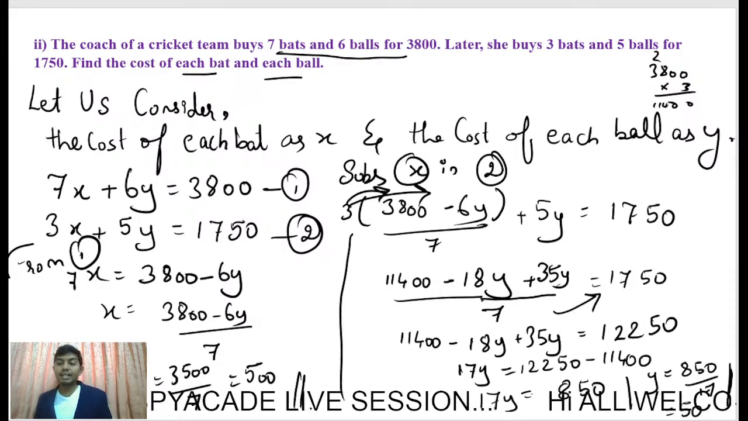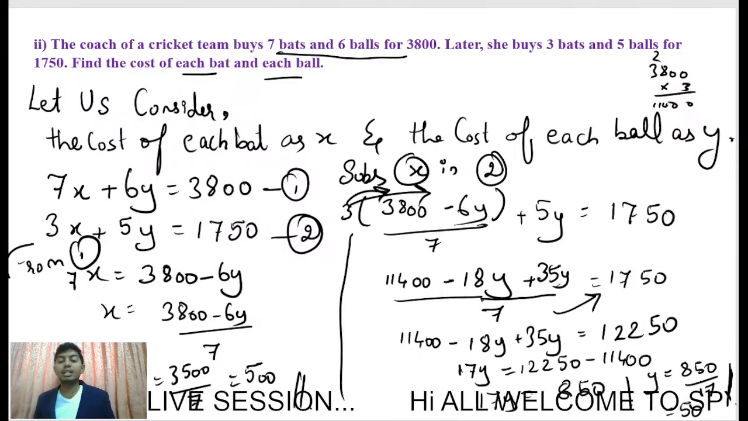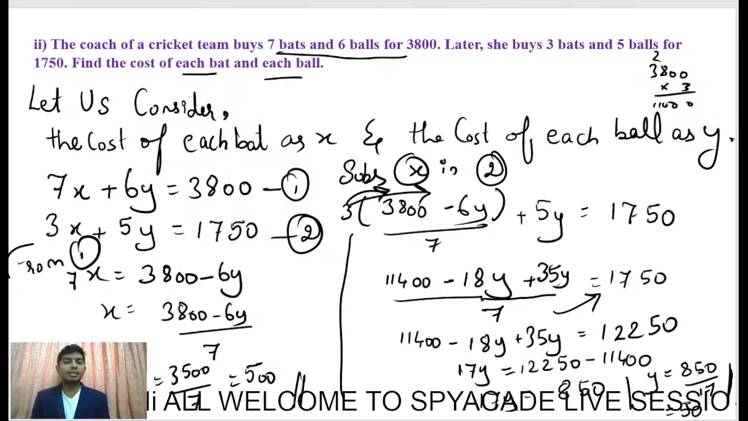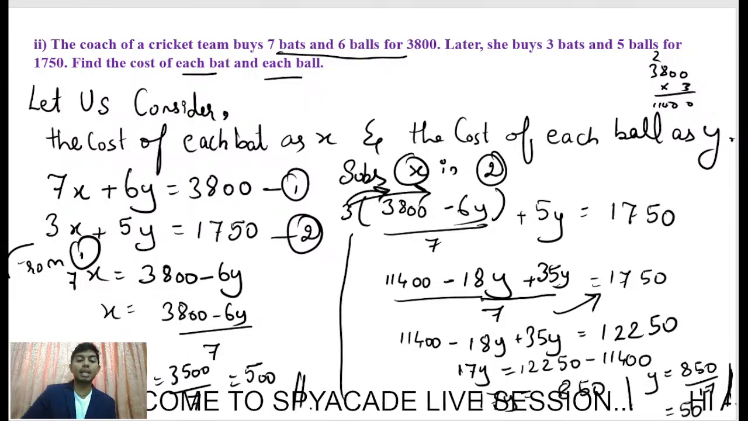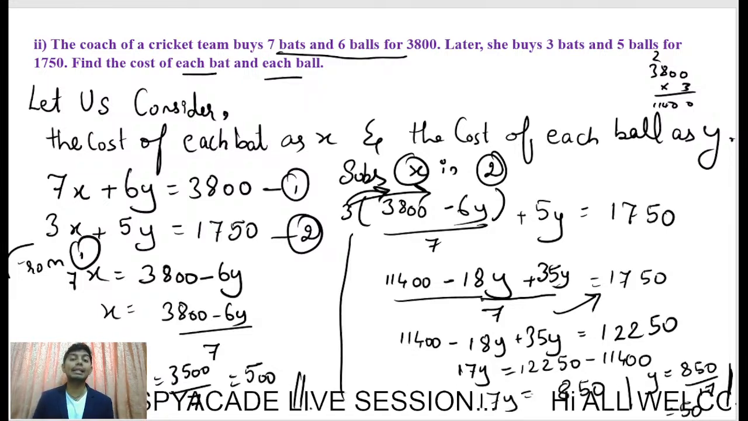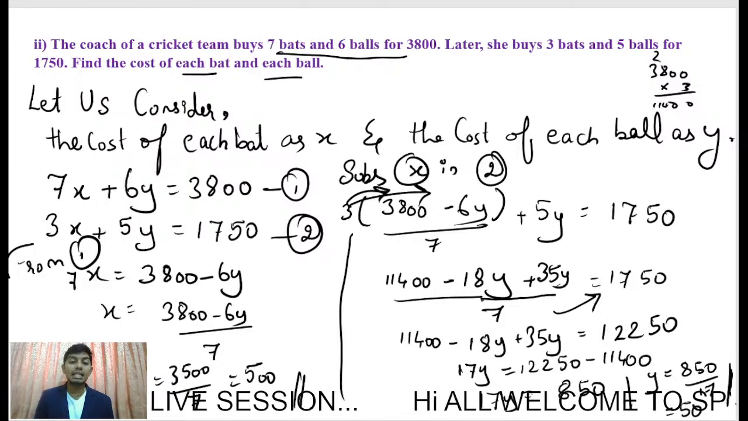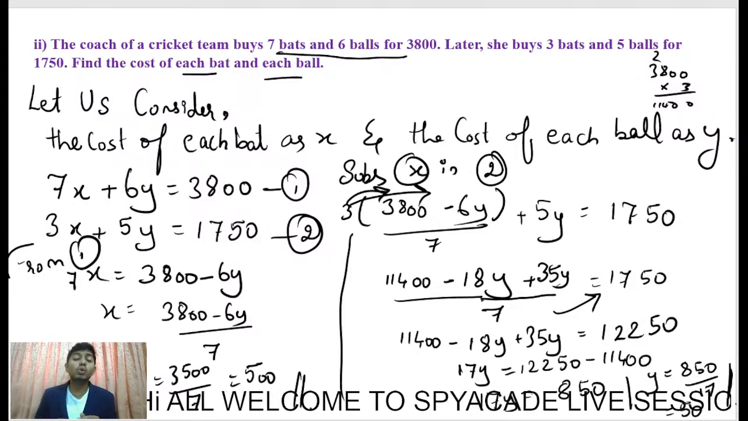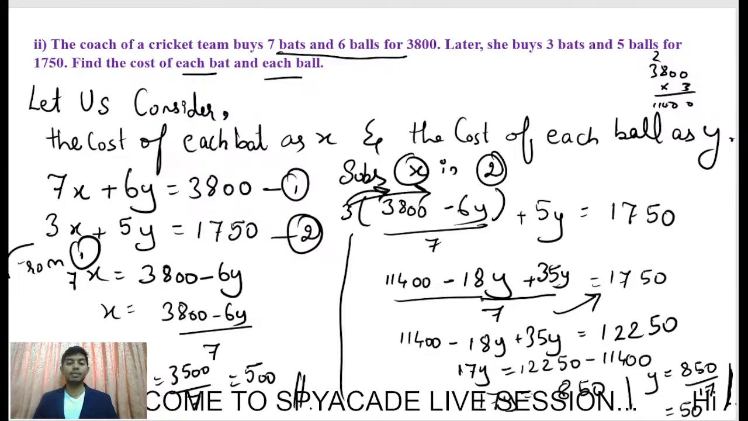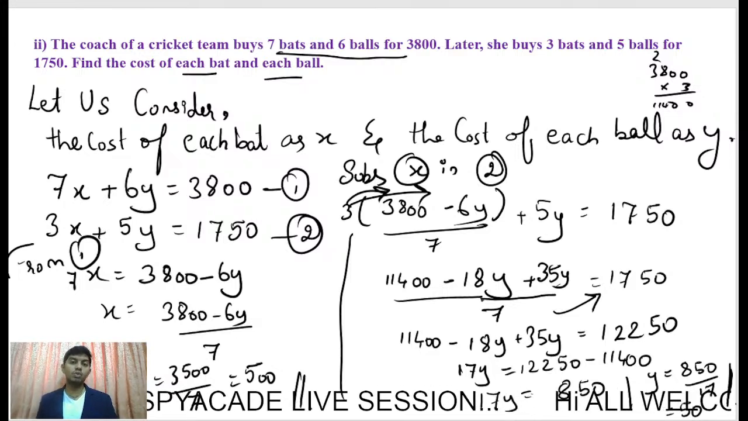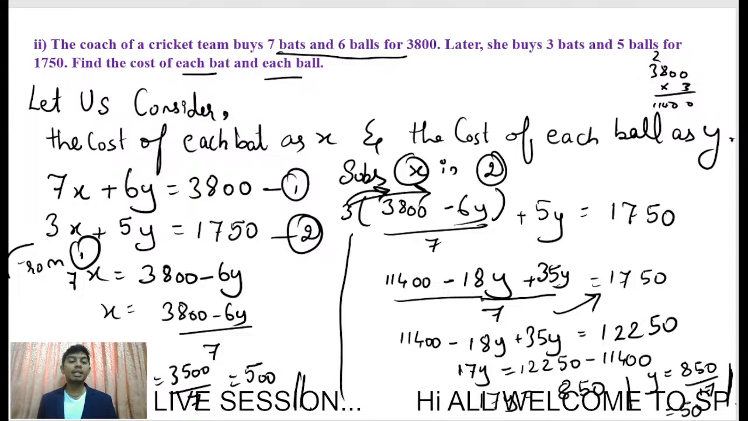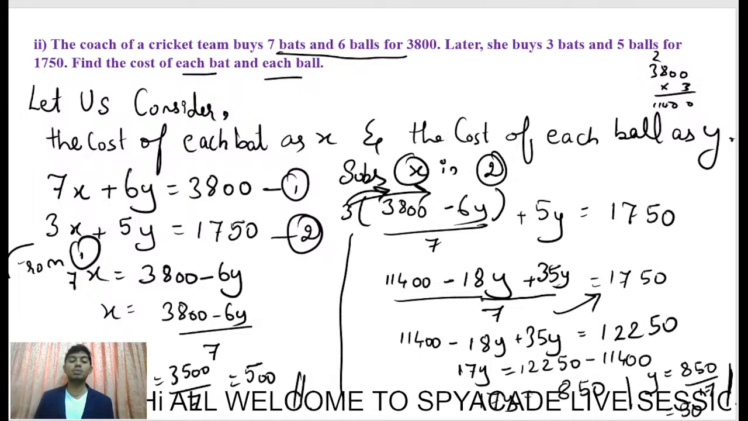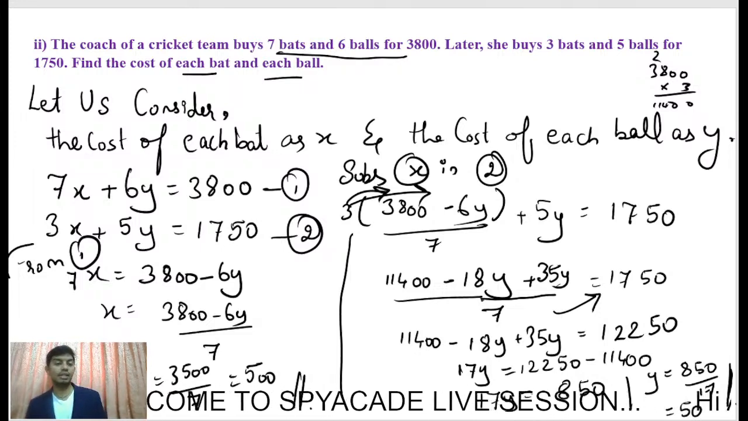Right? So the value of x we are getting as 500 and the value of y which we got as 50. So what is that? x and y are nothing but the cost of each bat and ball. So the cost of each bat is rupees 500 and the cost of each ball is rupees 50. So you have to be very clear with the conclusion and give a proper conclusion also. Here you have to mention that the cost of each ball is rupees 50 and the cost of each bat is rupees 500.